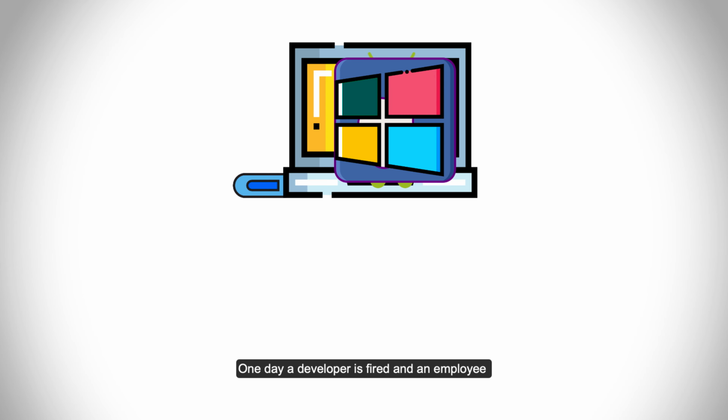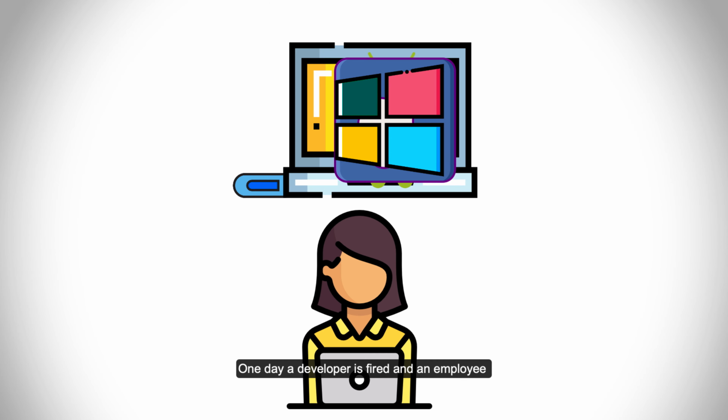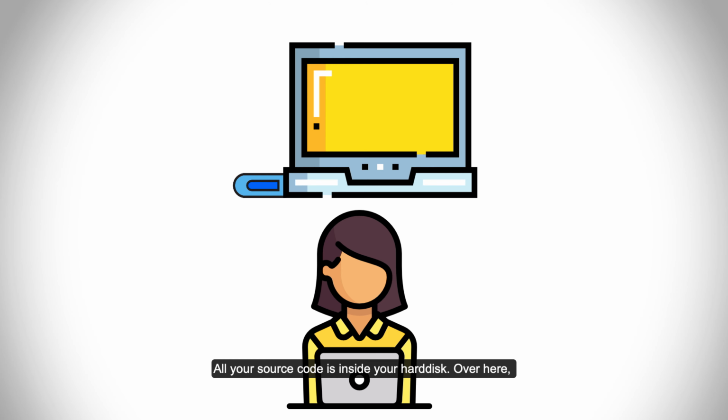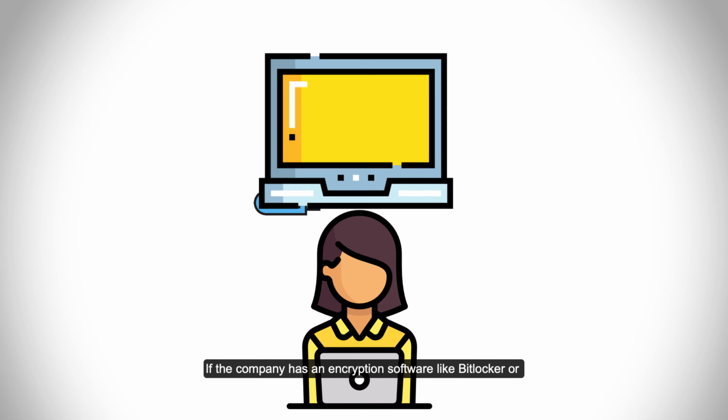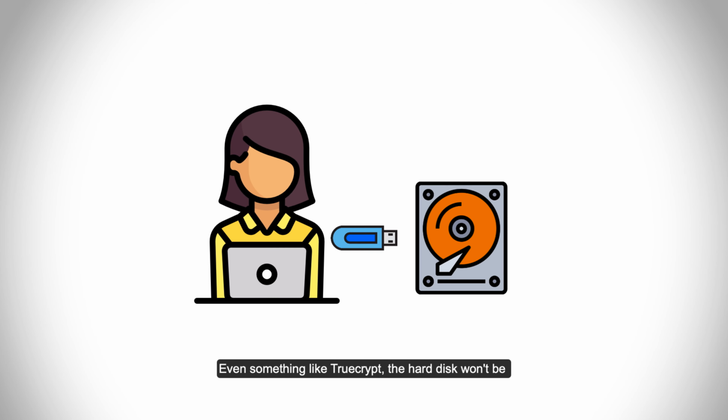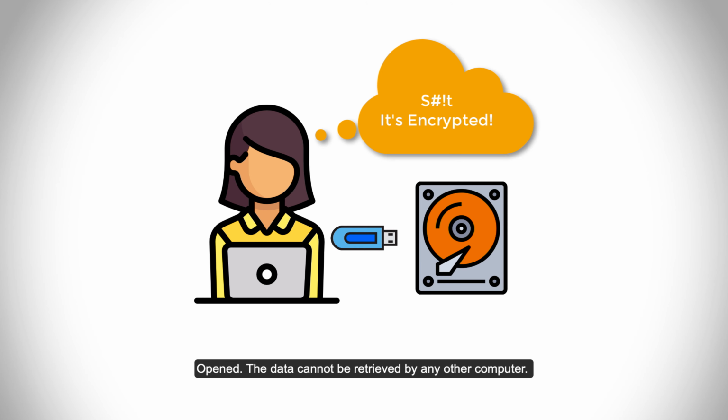So one day a developer is fired and removed from your company. Now the employee tries to take the hard disk home with him to sell the software, and all your source code is inside the hard disk. Now over here, if the company has used an encryption like BitLocker or even something like TrueCrypt, the hard disk won't be accessible by the employee and it will be locked and it cannot be opened. The data cannot be retrieved in any other computer.